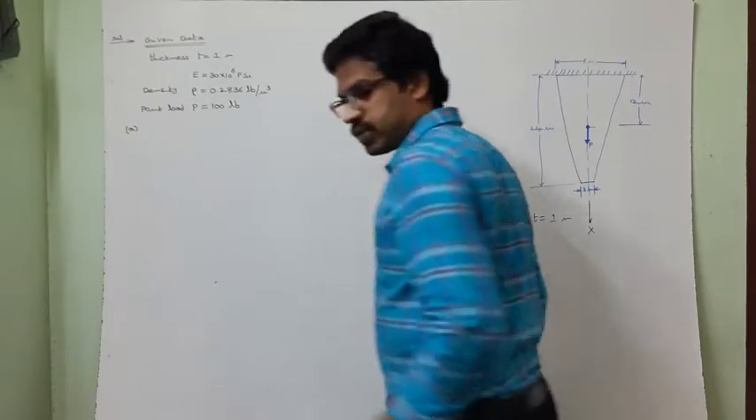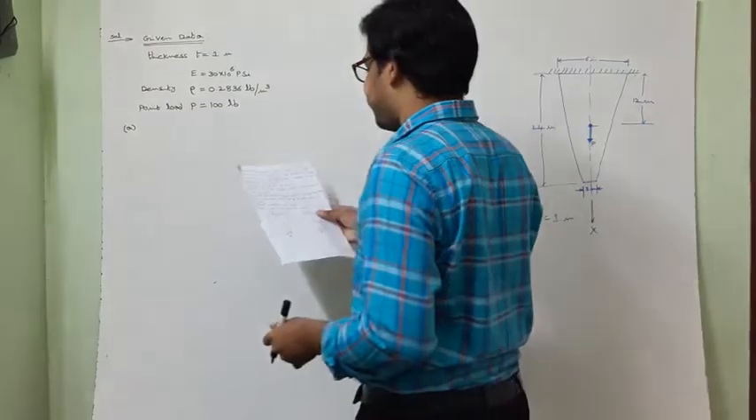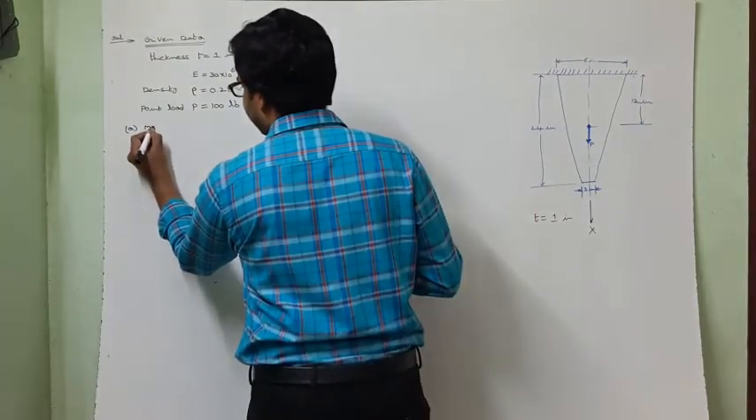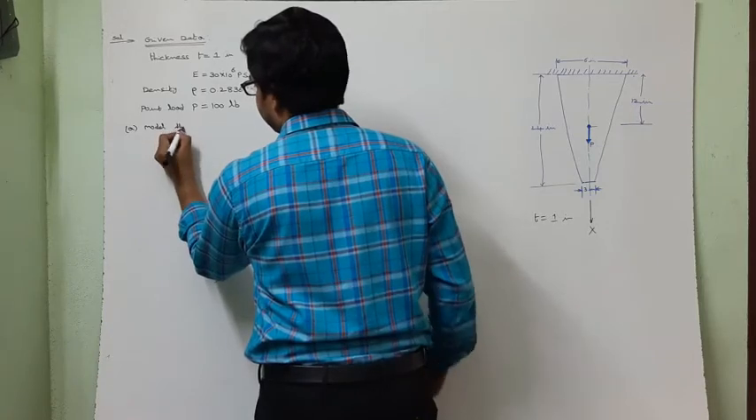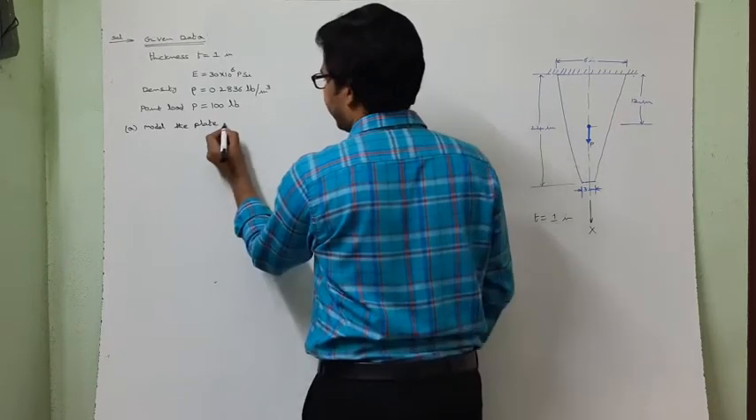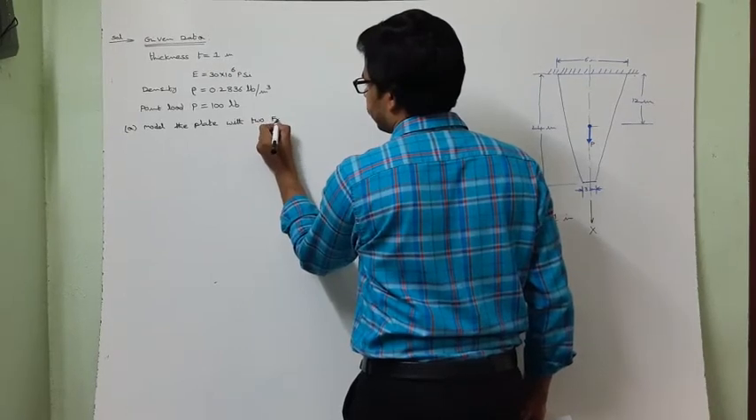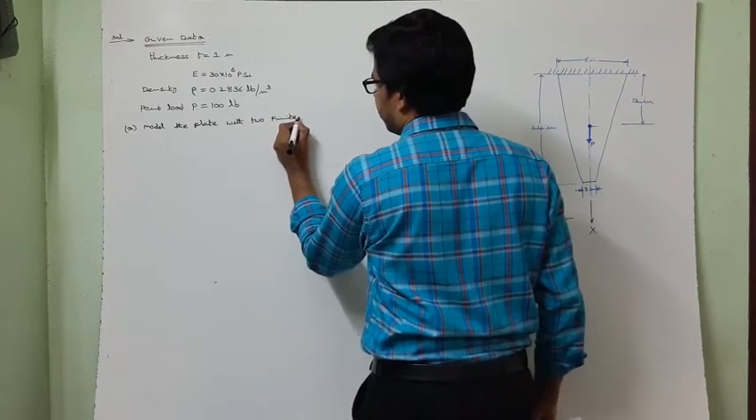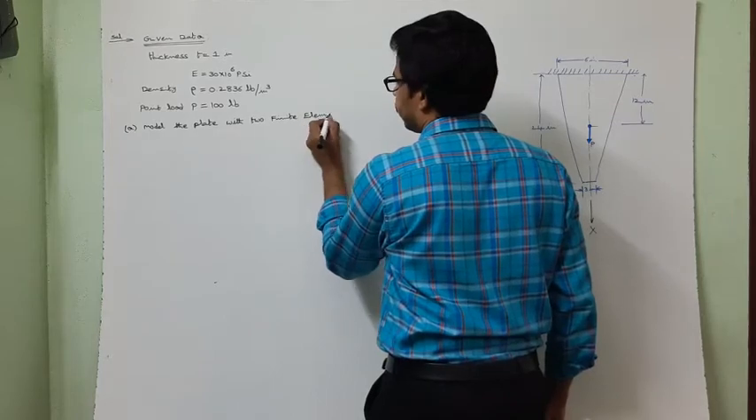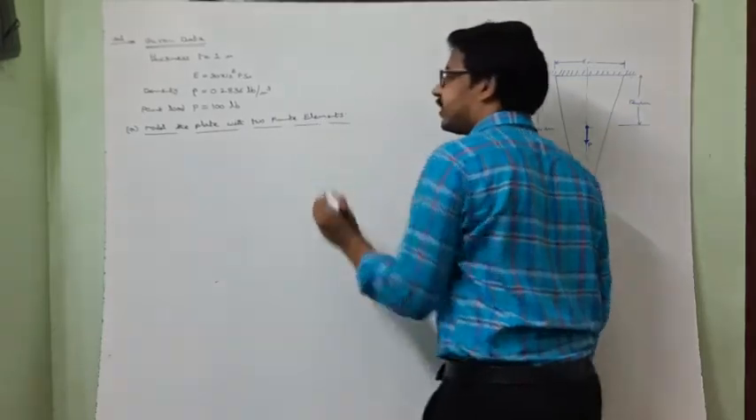Coming to the first question, what is the first question? Model the plate with two finite elements. This is the first question: model the plate with two finite elements.